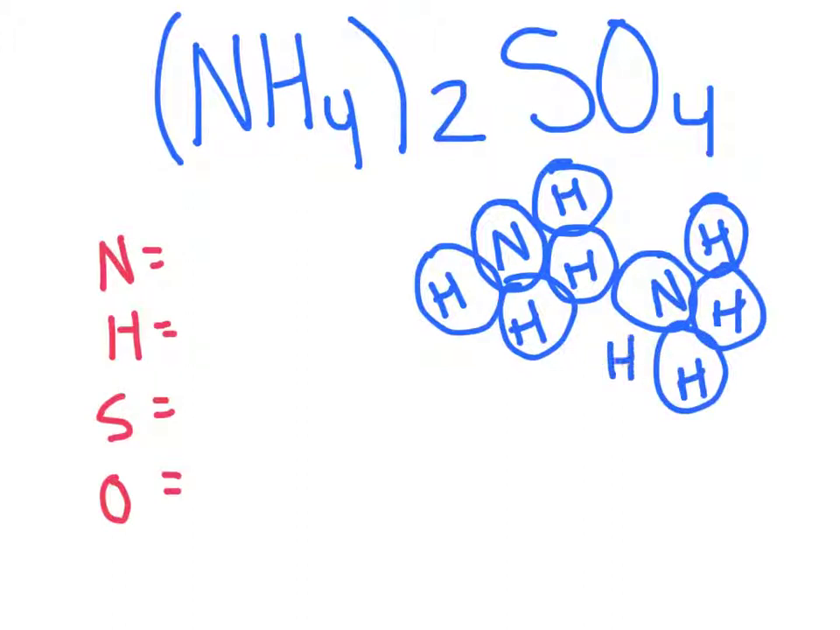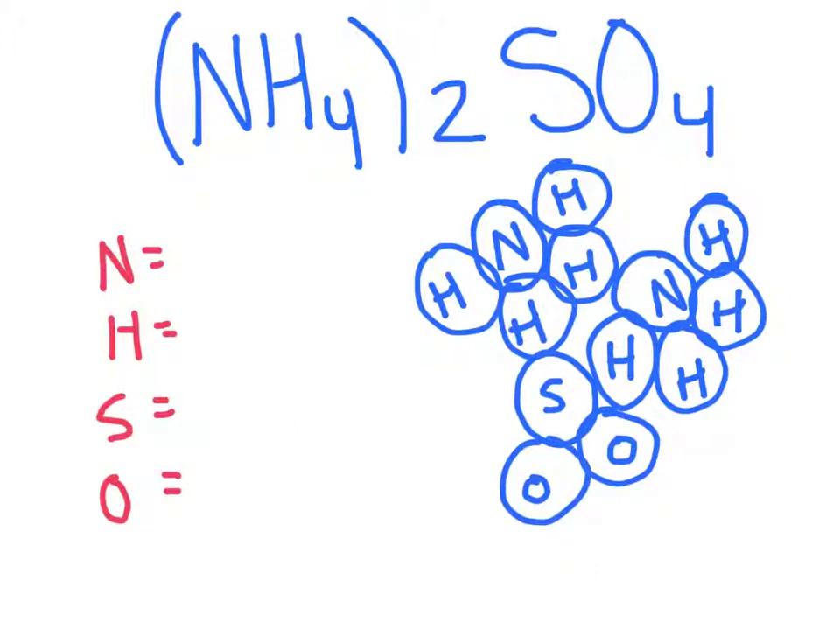And I don't care how you draw it. It could be a big blob. They have to be touching though, it's somewhere. So that's my (NH4)2. And now I have an S. I just have 1 S, right? And then I have 4 more O's. Look at this crazy thing. That's what that means. It's a blob. Now it's actually structured very differently, but for right now that's fine.